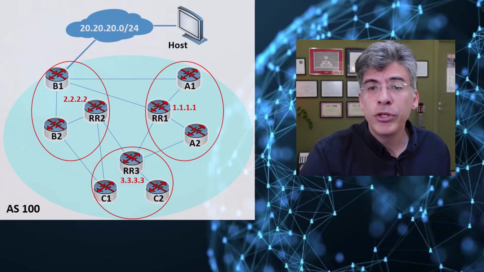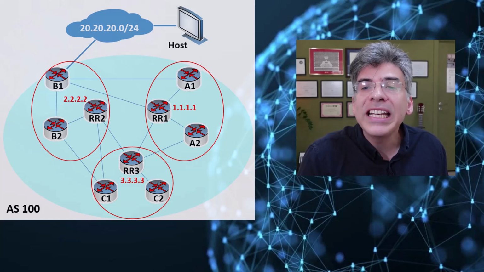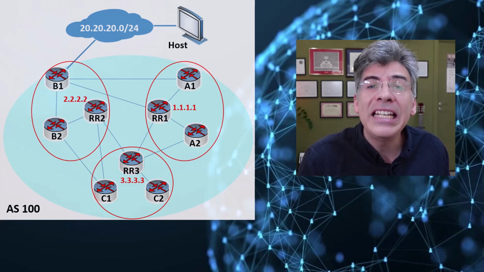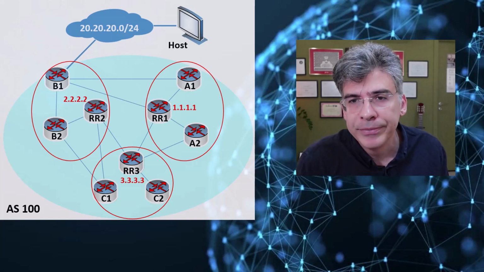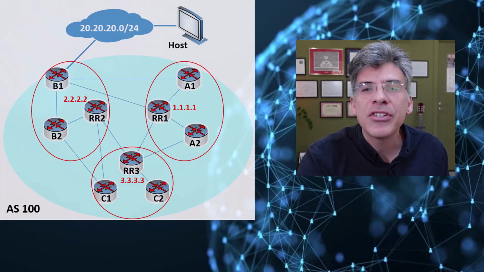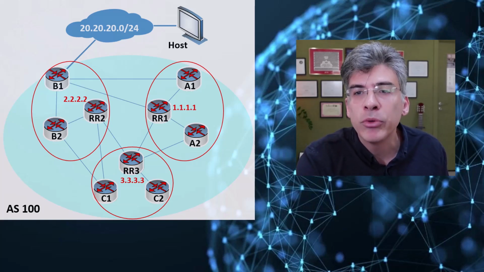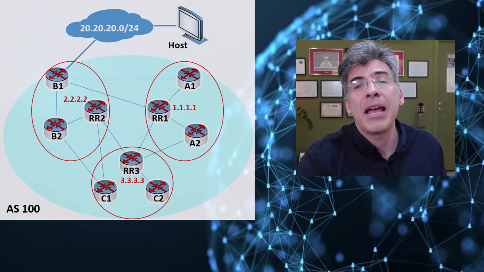Now finally, we come to the cluster list. The cluster list attribute essentially contains the cluster IDs of all the clusters that have processed a particular route. When a route reflector propagates a route, it adds its own cluster ID to the cluster list attribute of that route. Let's see this in practice in an example.